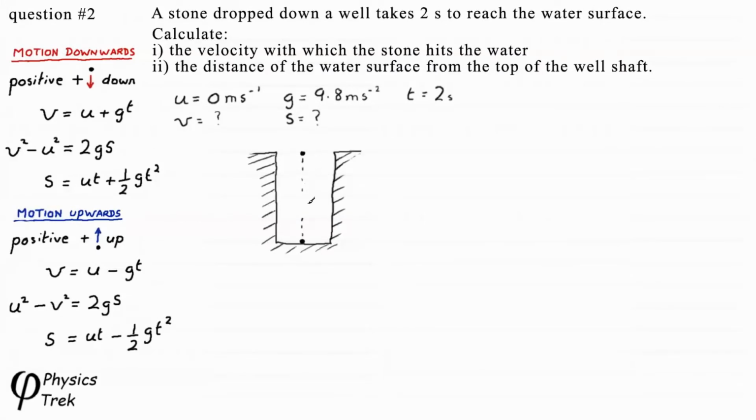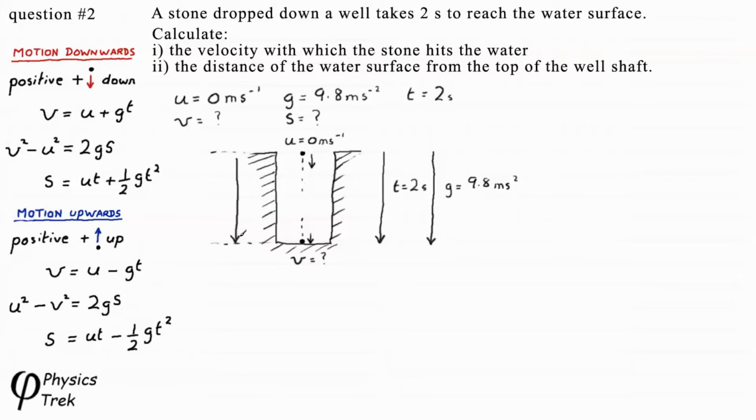And now to our diagram. We know the object falls down a well. It starts with initial velocity 0 meters per second. It ends up with the final velocity v, which we don't know yet. We know it takes 2 seconds to fall, t equals 2 seconds, and we know it falls under gravity, which is 9.8 meters per second squared. We need to find the depth of the well. We'll call that s.